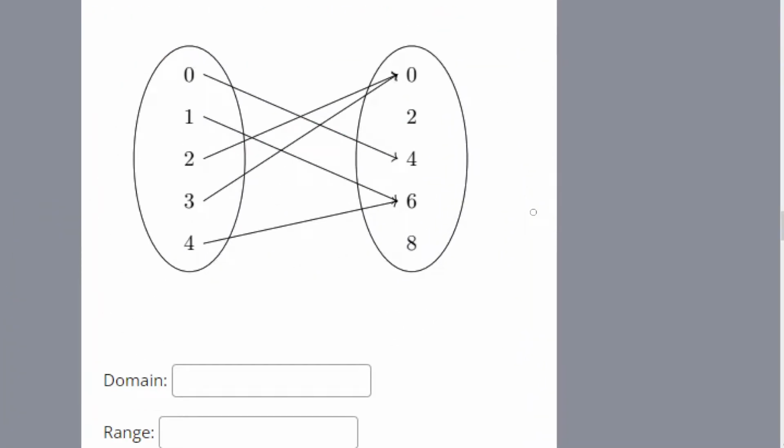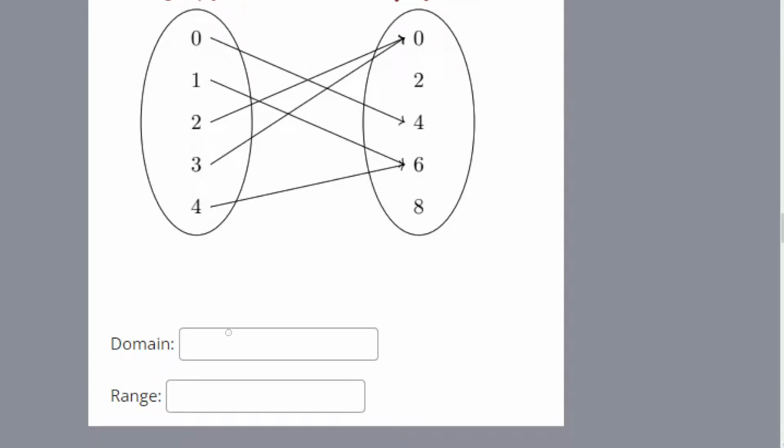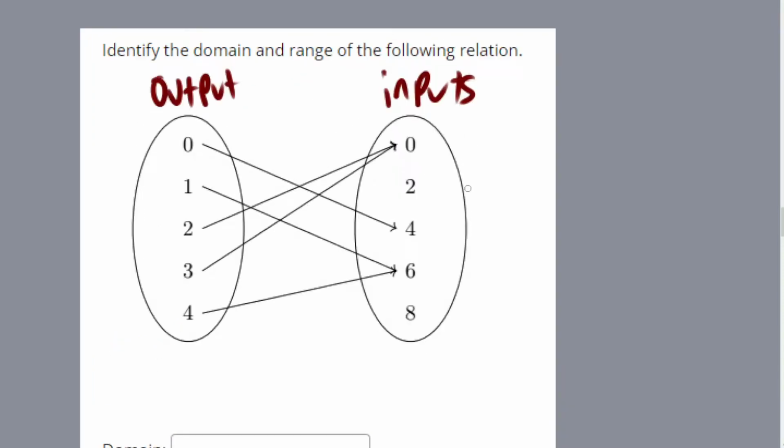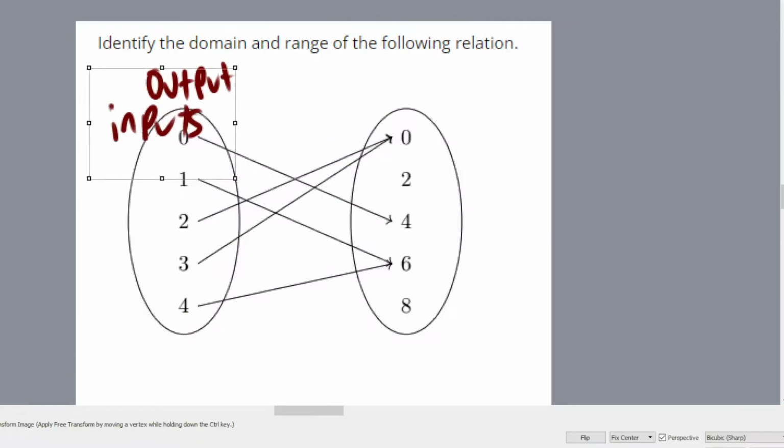This one is telling us to identify the domain and range of the following relation. Now this one looks wonky because it's not like something we've seen before. But basically, these are our outputs, and these are our inputs. So for other way around. My bad. These are our inputs, and these are our outputs.